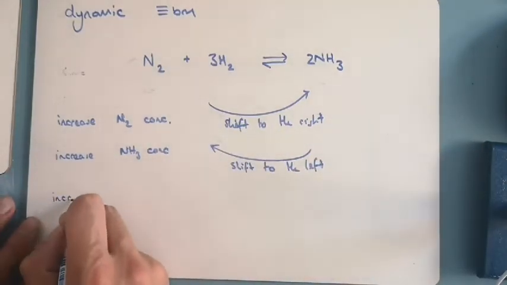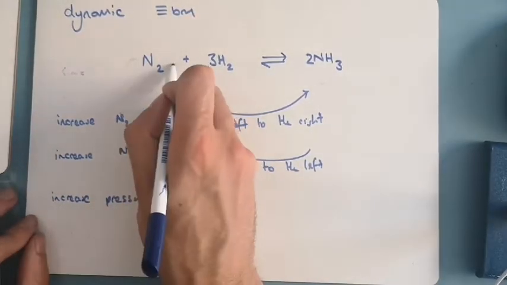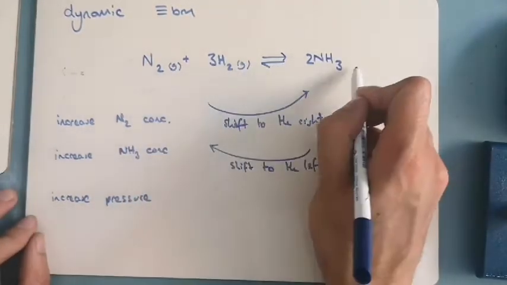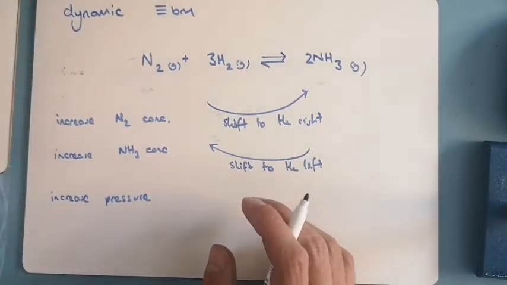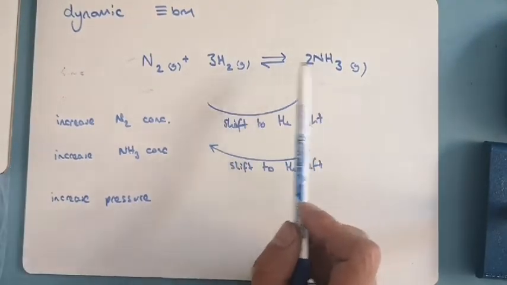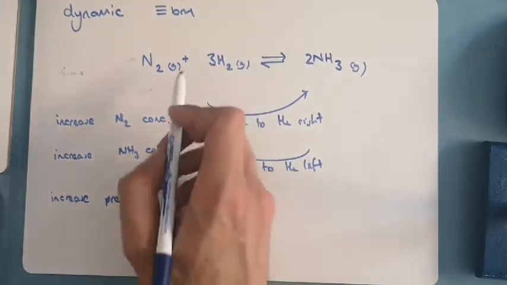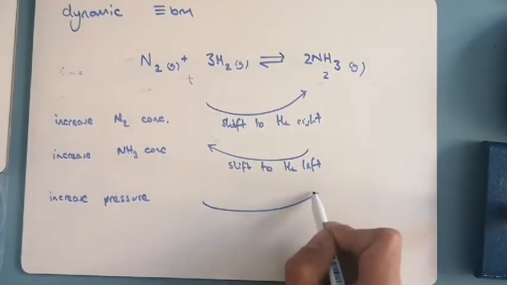If we increase the pressure, first of all, we've got to check that everything in it is a gas, and we have. So if we increase the pressure, it is going to want to try and reduce the pressure. So it's going to shift to whichever side has the least number of moles of gas. And on this side we've got 4, on this side we've got 2. So it's going to shift to the right.